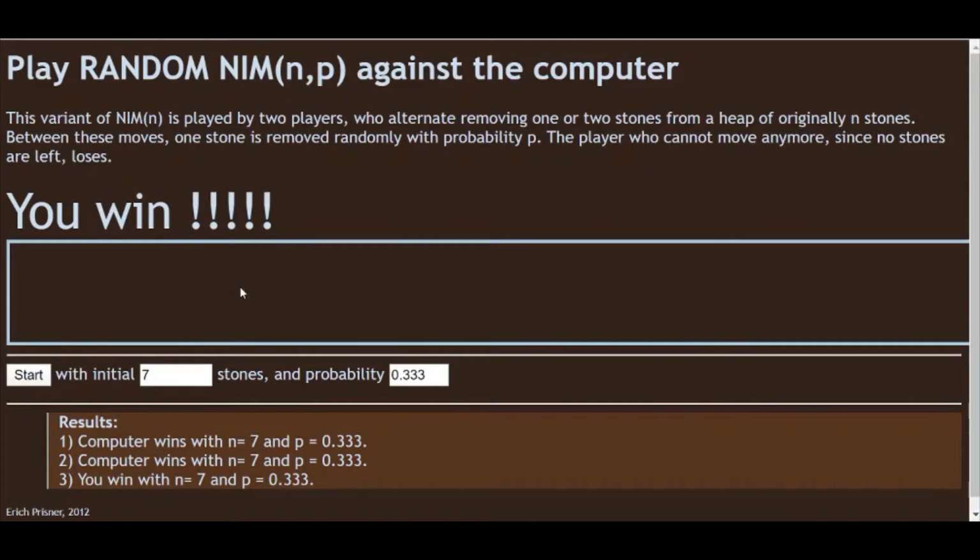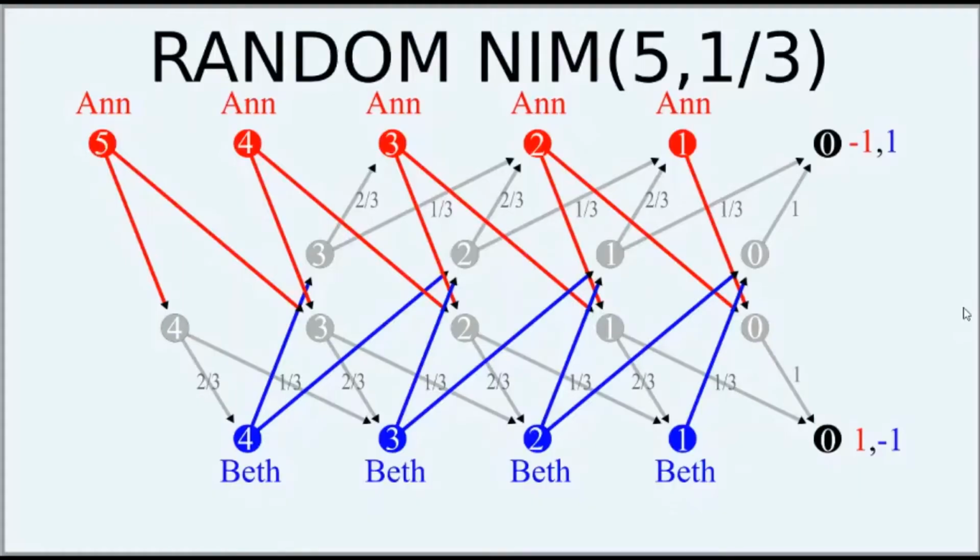So let's now go to the game digraph and see how to analyze this game and to find out how to play correctly in this situation. Let me start by analyzing random NIM 5, 1/3. So we have 5 stones, and between moves a stone is removed randomly or crumbles randomly with probability 1 over 3. You have to know that sequential games are usually analyzed using a game tree or a game digraph if you want to have it in a more condensed form. So in this case, I'm going to the game digraph of this game.